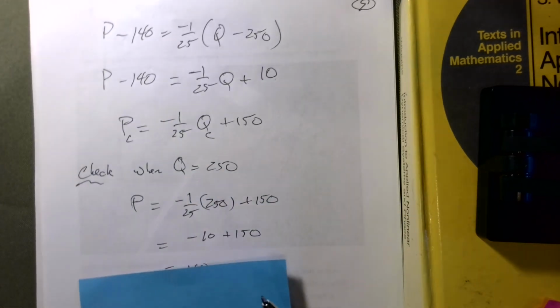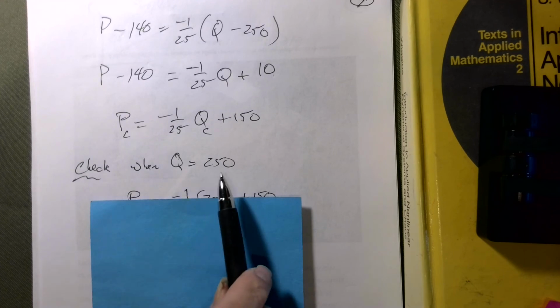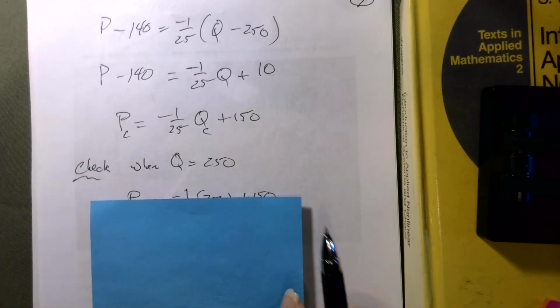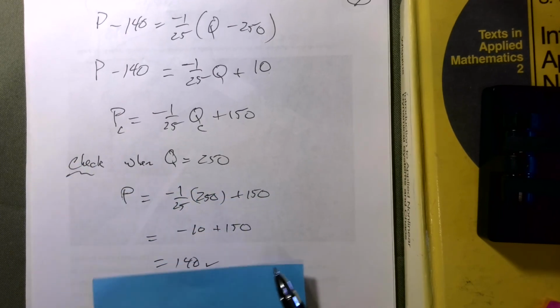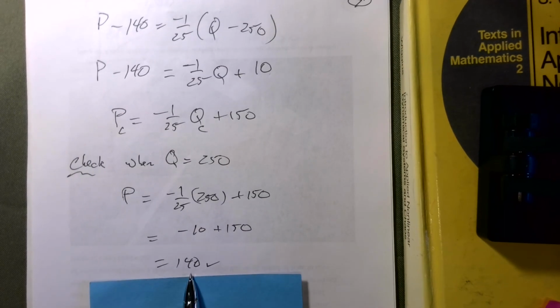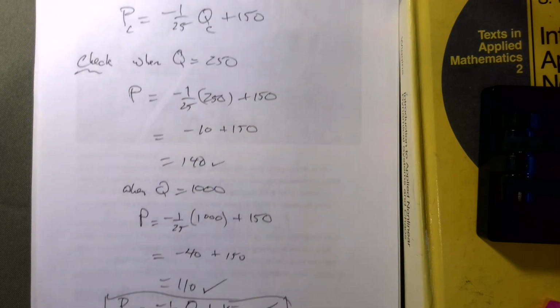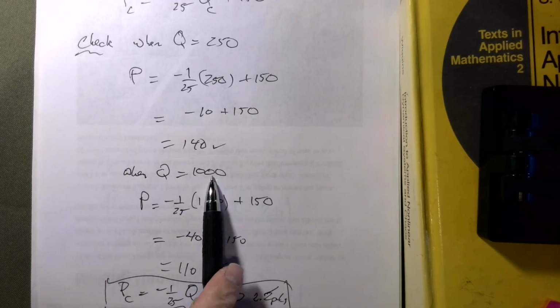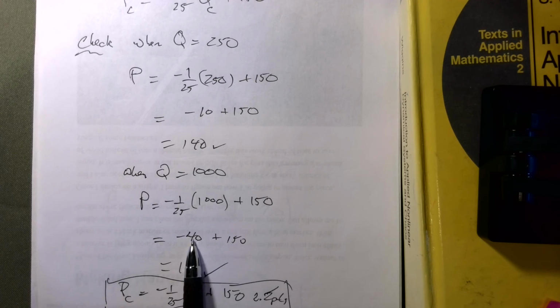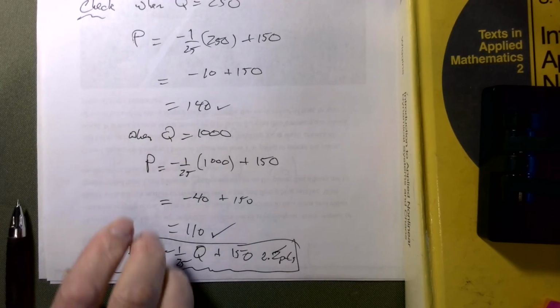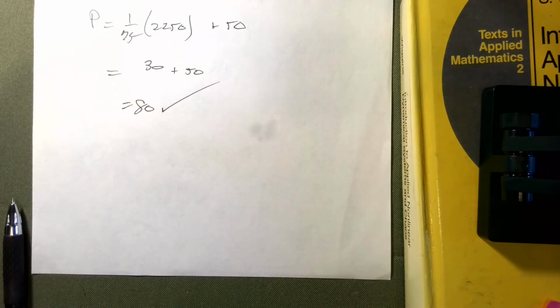Okay, now can you check to see if this is correct? Just substitute in when the demand is 250. So I put in a 250 here, and I do the arithmetic. I get 140 is the price. And then you could check your other point as well. I'm not going to bore you with this. You could just substitute in your 1,000, and then you have minus 40, and this matches up. So we're good to go. This is our actual linear model.